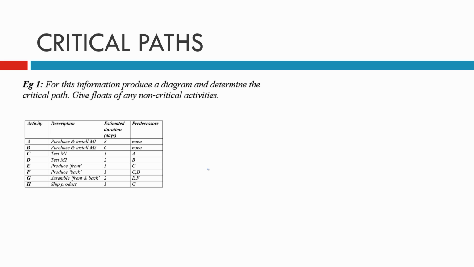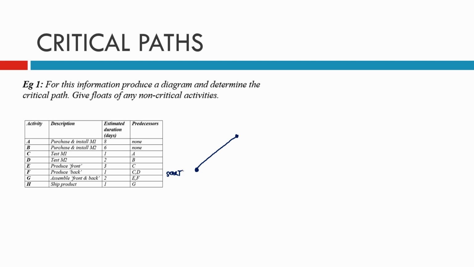Right, let's put all this into practice, because it's a little bit hard to go through it. It says, example 1, for this information, produce a diagram and determine the critical path. Give floats of any non-critical activity. So we've got to start with our little circle, and we can put our word start there as well.